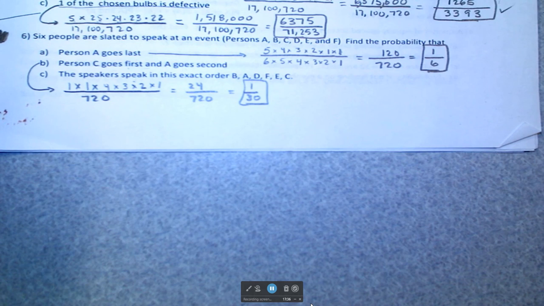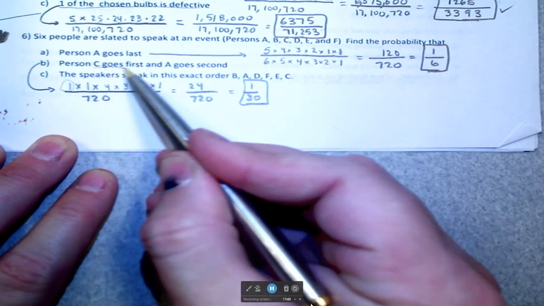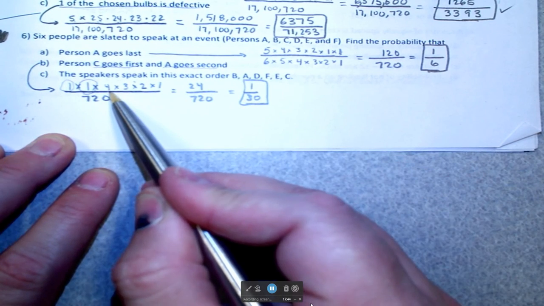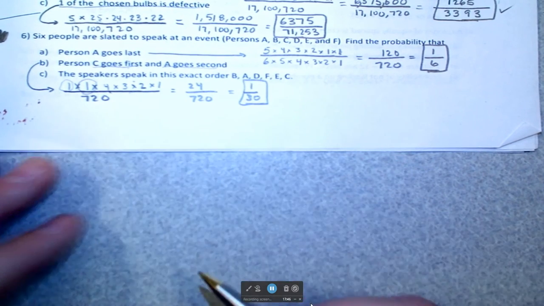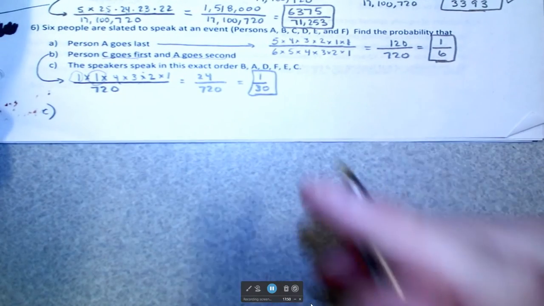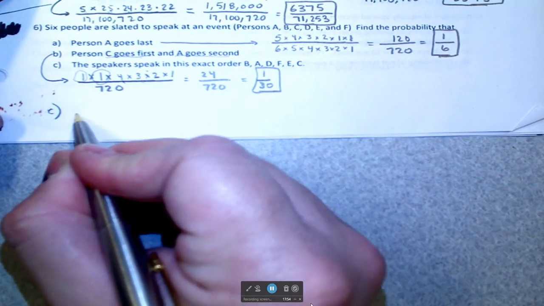Okay? And again, using the fundamental counting principle, we have 1 choice for first, we have 1 choice for second, and then there's 4 people left, so 4, 3, 2, 1. Okay? So if you understood that, then part C we'll do down here. Part C, the speakers go in this exact order, B, A, D, F, E, C. Okay, so, ta-da, the bottom number has to be 720.